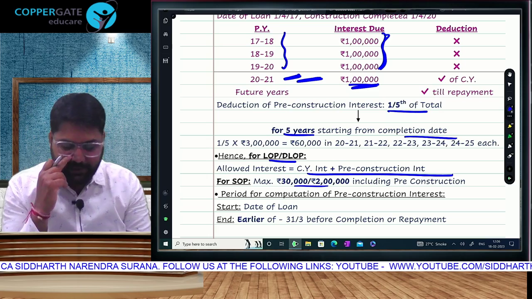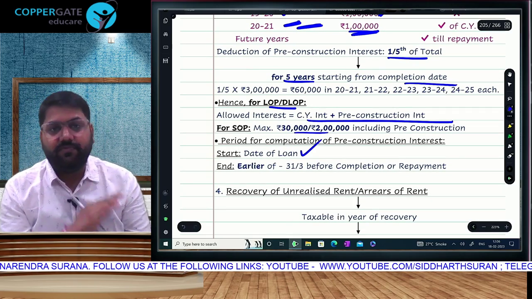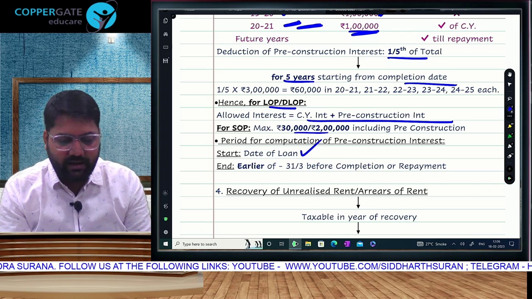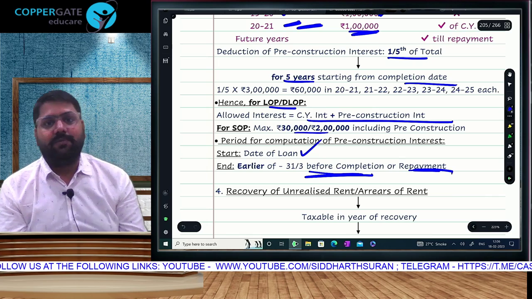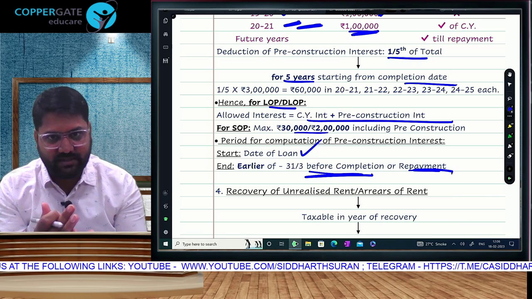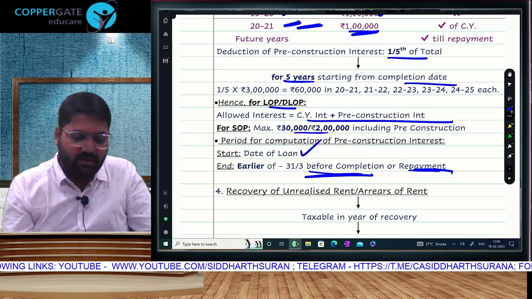How will you compute the pre-construction interest? Principal and rate will be given. How will you take the period? The date of loan will be the start date of the period. And the end date will be either when you repay the loan or 31st March before completion. Whatever date you complete your construction, for that year you are not going to get it, so the 31st March before that is going to be taken.